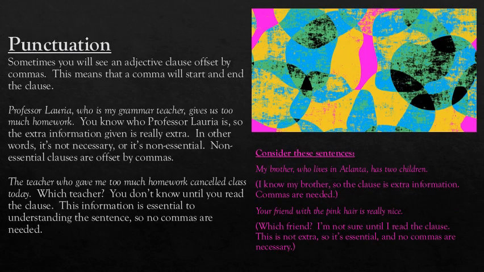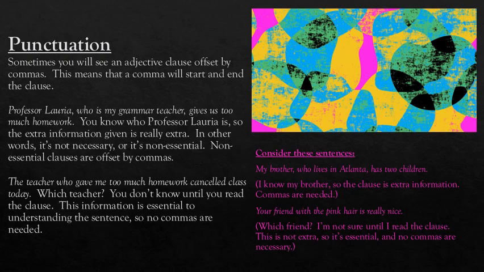Okay, punctuation. Sometimes you're going to see an adjective clause offset by commas. Offset means that a comma will start and end the clause. The example I use here, Professor Loria, who is my grammar teacher, gives us too much homework. It's just an example. It's not true. You know it's not.